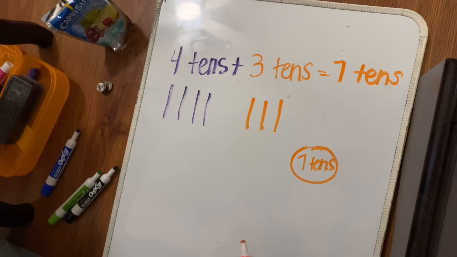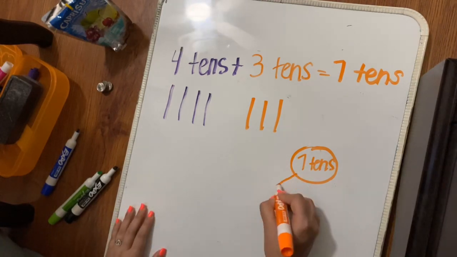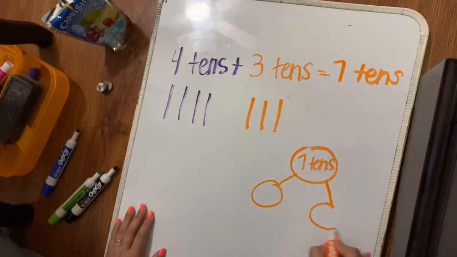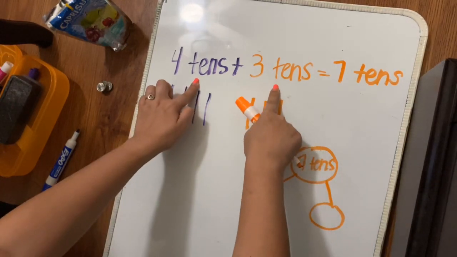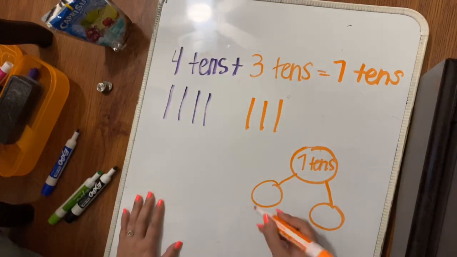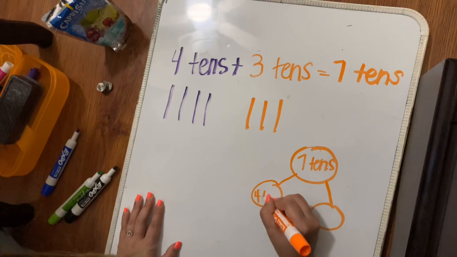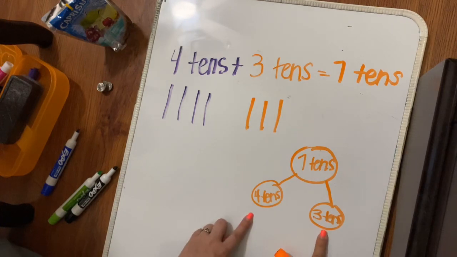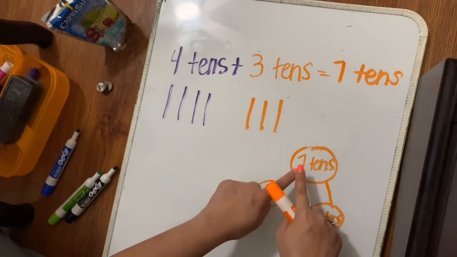And then we would have our 2 bubbles on the bottom. Sometimes they're coming off the side, so it could look like this. And we would just take our 2 numbers and put them into our bubbles here. So I'd have 4 tens and 3 tens. So these 2 numbers, when added together, equal our total up top.